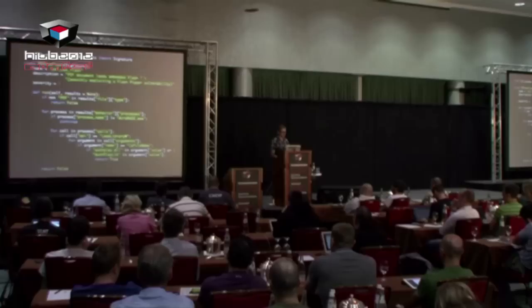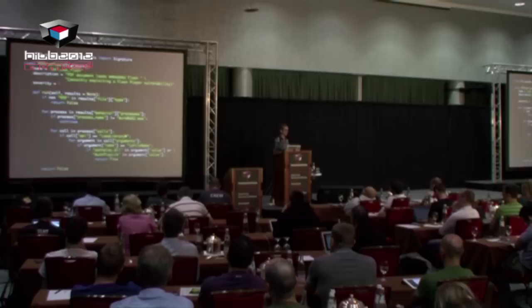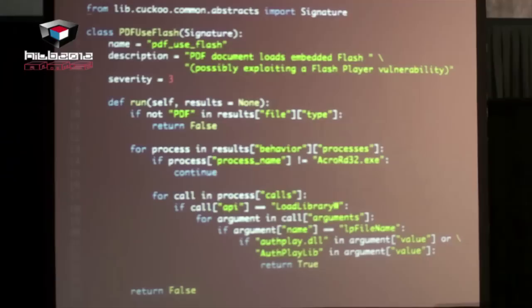Something more specific. For example, I want to look for PDF documents that load the embedded Flash player, because that would probably mean that it's running a Flash exploit. So yeah, I create a new signature, specify the name, a description, a severity level, which is 3, which is high. And I'm checking if the file being run is a PDF or not. I'm going through all the processes, checking if the process name is actually Acrobat Reader. And I'm going through all the API calls, checking if the API call is a LoadLibrary. And then I'm going through all the arguments of these API calls and checking if the library being loaded is authplay.dll, which means the embedded Flash player is loaded.